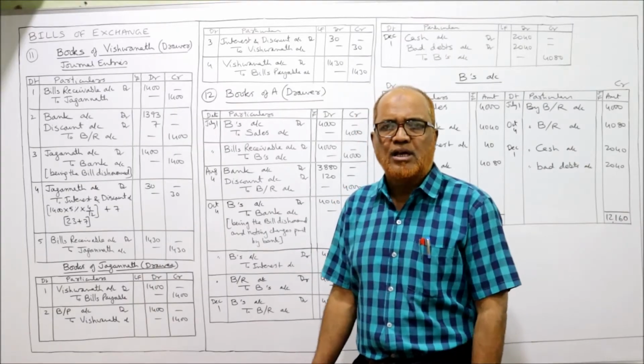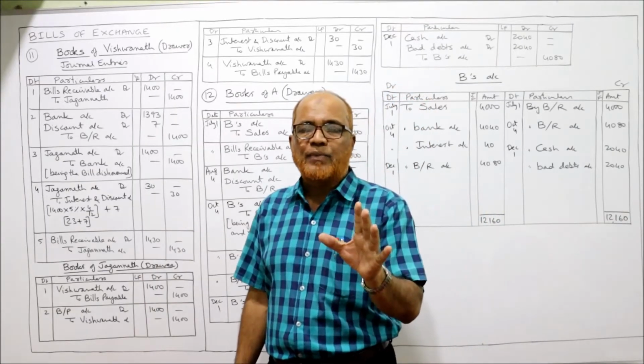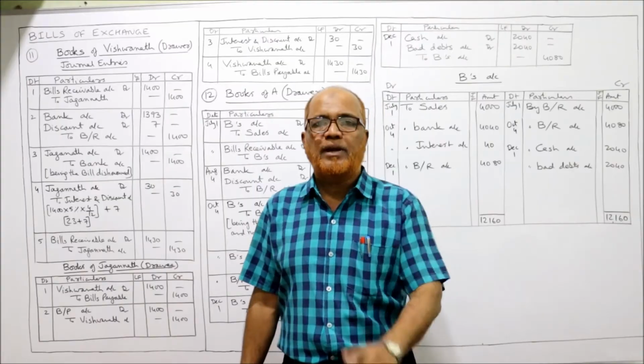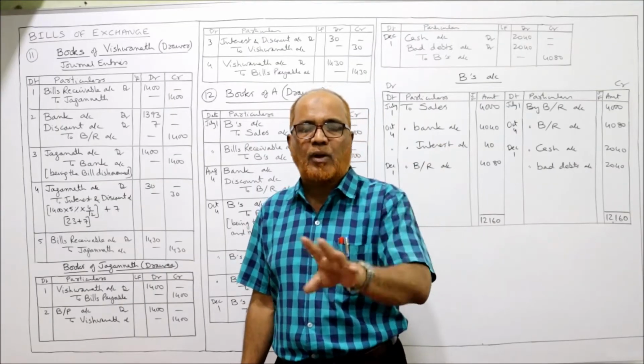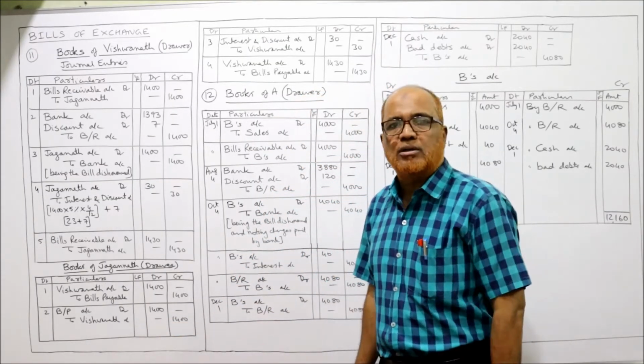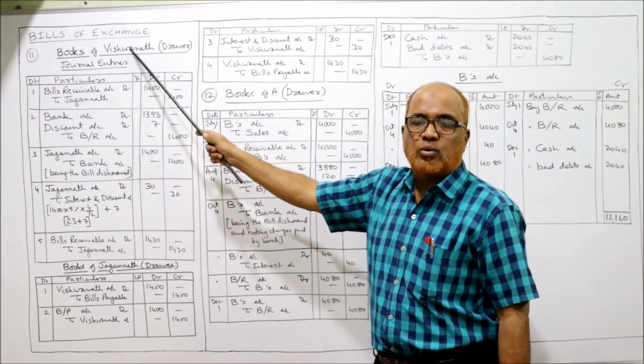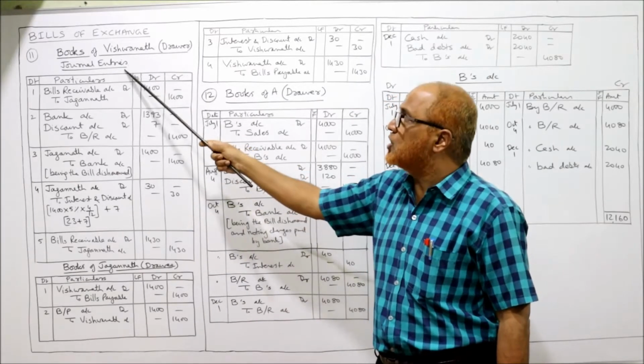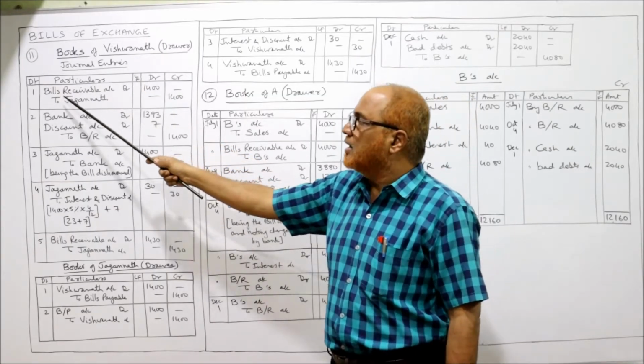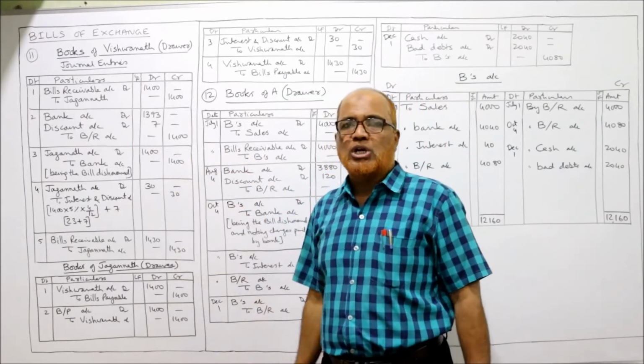So simple, that's it. The only thing you have to remember, already 10 problems we have completed. Now if you watch the earlier problems, you are in a position to remember the entries. First of all, books of Vishwanath. Who is Vishwanath? Drawer. Journal entries. First entry, Bills Receivable Account debit to Jagannath.